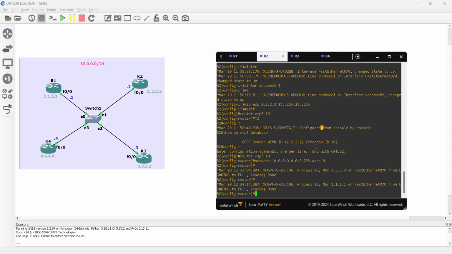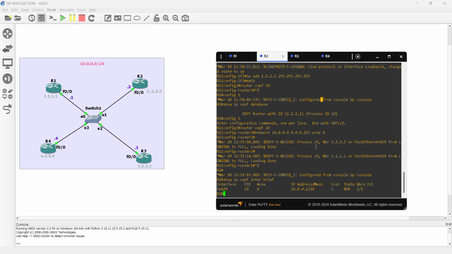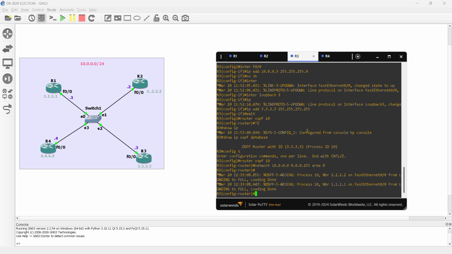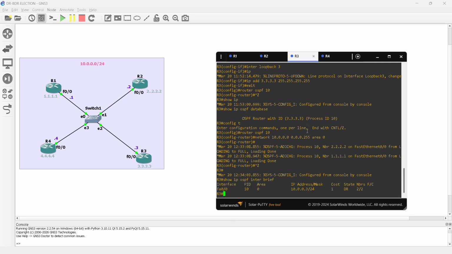Similarly, let's see for R2, show ip ospf interface. As you can see, R2 has achieved the state of BDR. And for R3, here as you can see, R3 has achieved the state of DR.